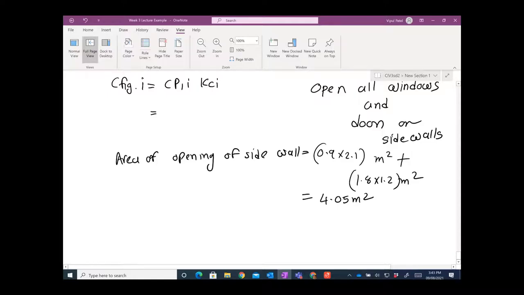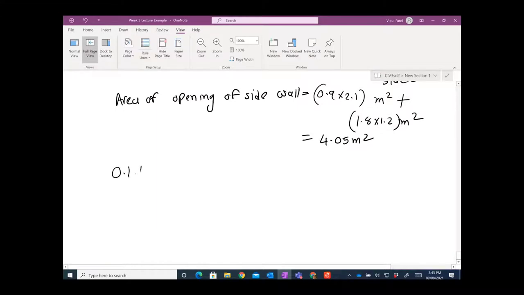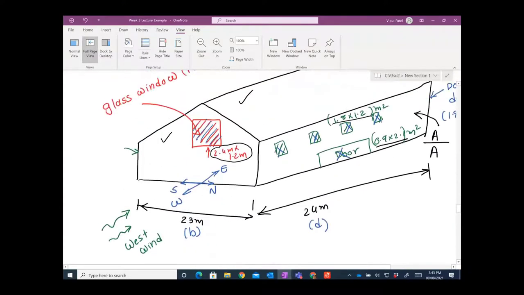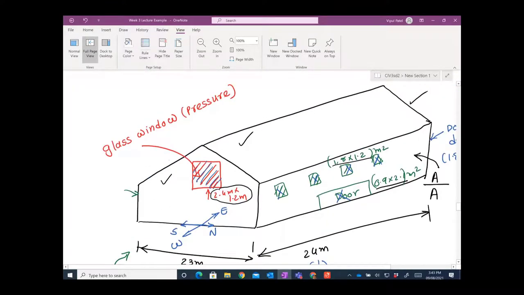Now, in the example, it says that let's say there is 0.1% permeability for all others, because there is no other opening. All other windows are closed. There is no opening. But look, when the wind blows, it is never fully sealed. There are some leakages. So that is 0.1% permeability. Let me find the individual areas for you.